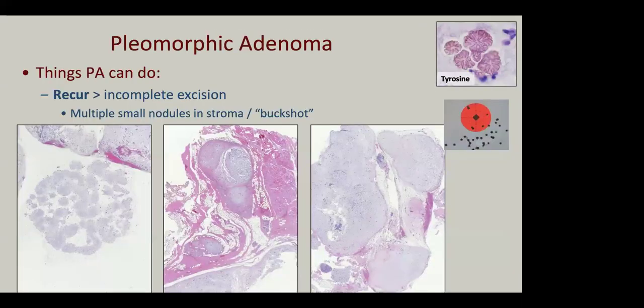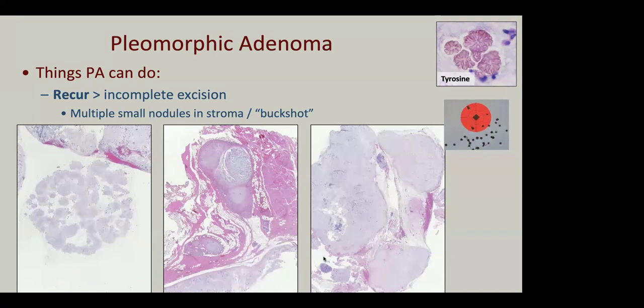Let's start with PA. So we know that it is a biphasic epithelial and myoepithelial neoplasm with chondroid stroma. What it can do is it can recur, especially after incomplete excision, and it recurs as these sort of multiple small nodules within stroma that can be very, very hard to excise.